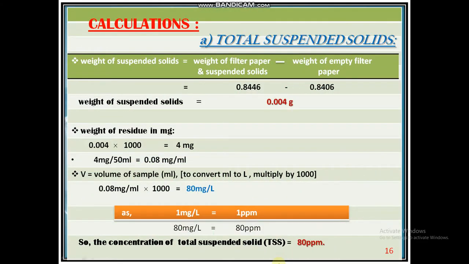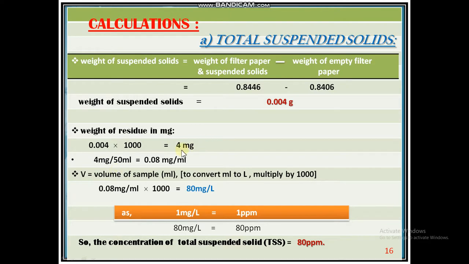Calculations for total suspended solids. Weight of suspended solid is obtained by subtracting the weight of empty filter paper from the weight of filter paper and suspended solids. By subtracting them, it obtains 0.004 gram. But this gram was converted into milligram to obtain results in ppm by multiplying by 1000. 0.004 multiplied by 1000 becomes equal to 4 milligram.